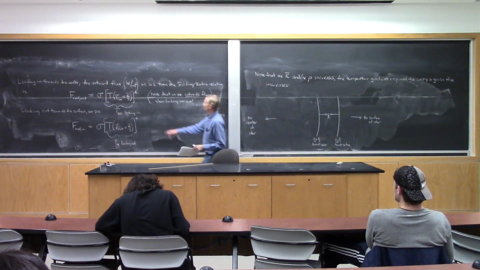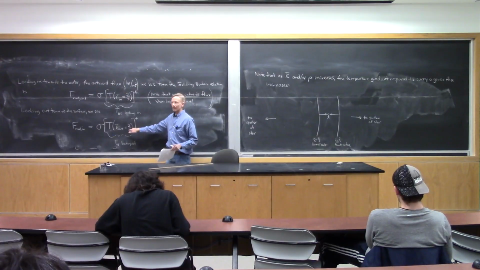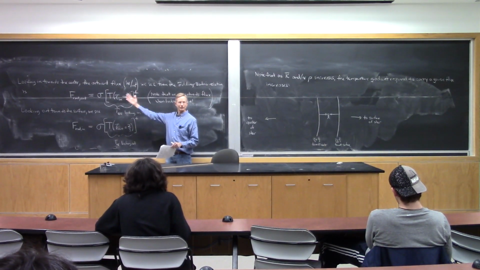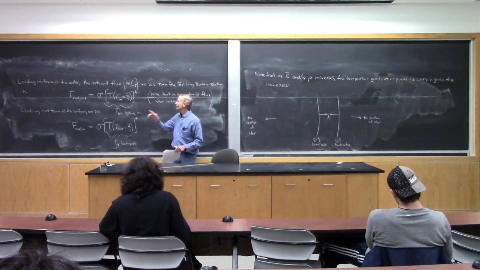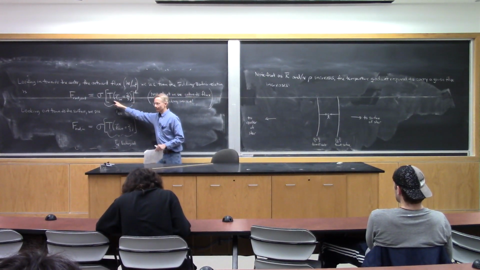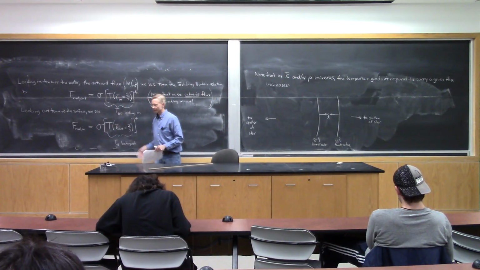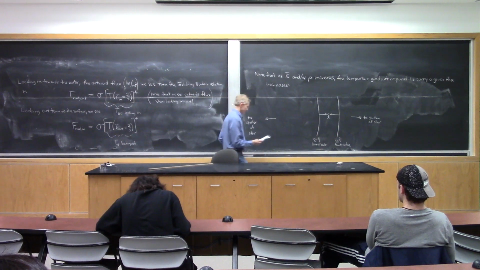Which one's bigger? The top one or the bottom one? The top one's bigger, right? Because there has to be a net outward transport of radiation. It's hotter looking in, right? The TEF in the inward direction is higher than the TEF in the outward direction.